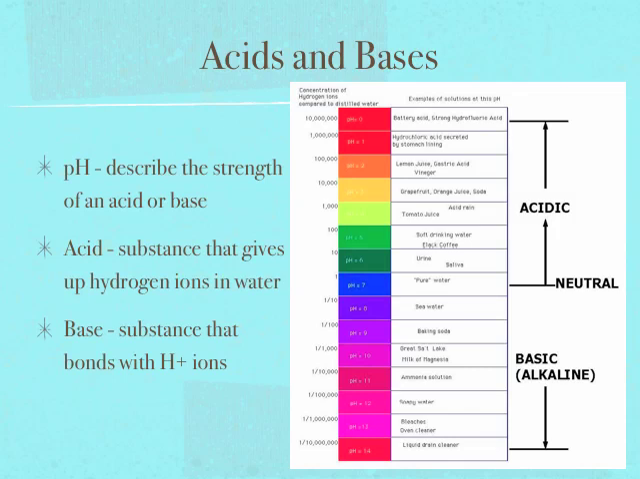To be an acid, it means that the substance will give off hydrogen ions, these are charged hydrogen atoms, when it's placed in water, and bases will bond with hydrogen ions. You can see a list of common items and where they lay on the acidic or basic scale.